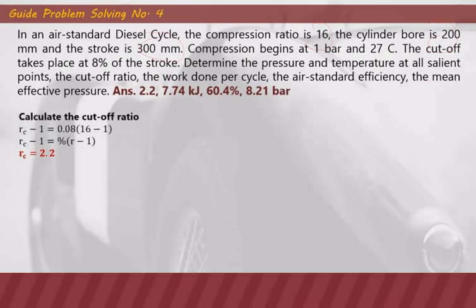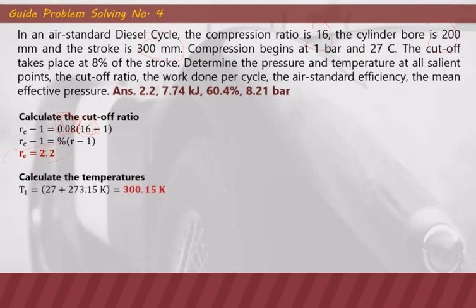So first is to calculate the cutoff ratio. From our formula, we just substitute simply, instead of using 6%, we are going to use 8% here. And since our compression ratio is 16, then we have 16 here. Solving for RC, our cutoff ratio is 2.2. So the cutoff ratio is 2.2.